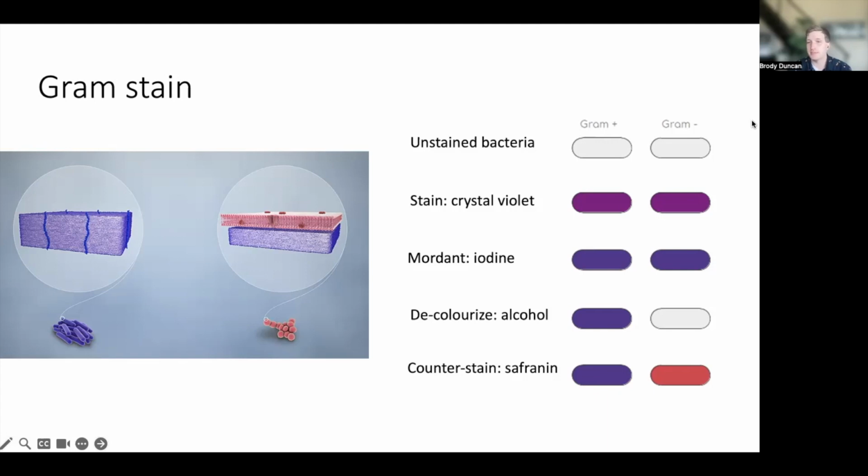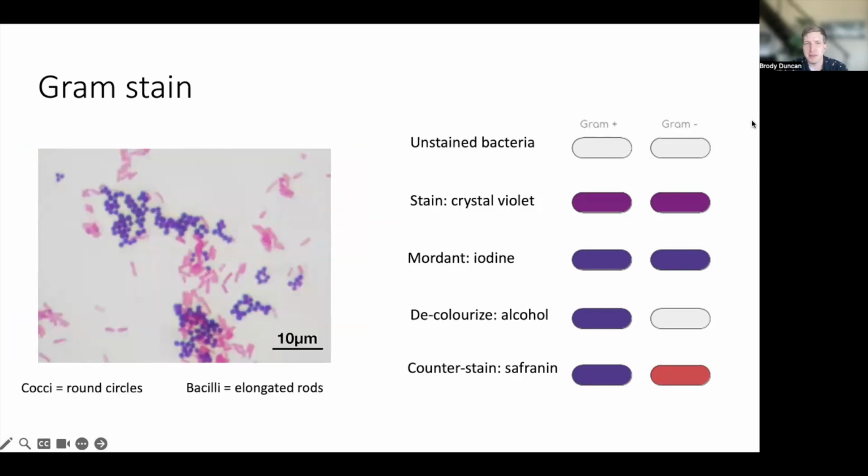And the gram-positives are already purple, so they just stay purple. And then the gram-negatives become this red-pink color to help us distinguish them. So that is the procedure for a gram stain. I don't know if you guys have to know the procedure. This is just to understand what we're doing.